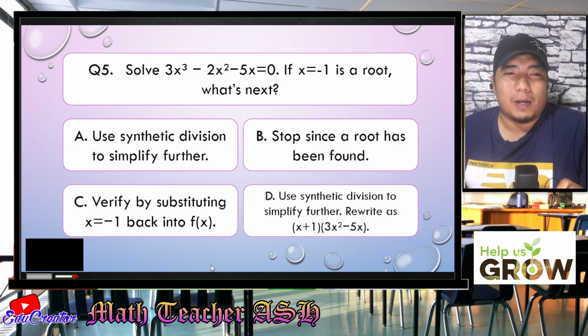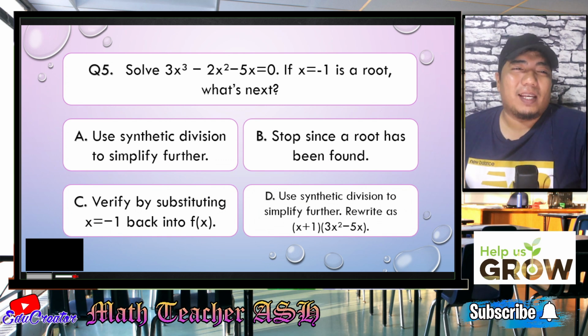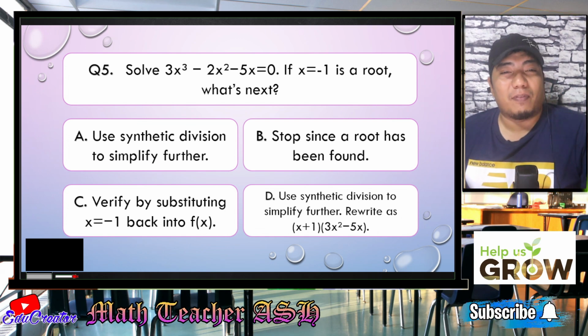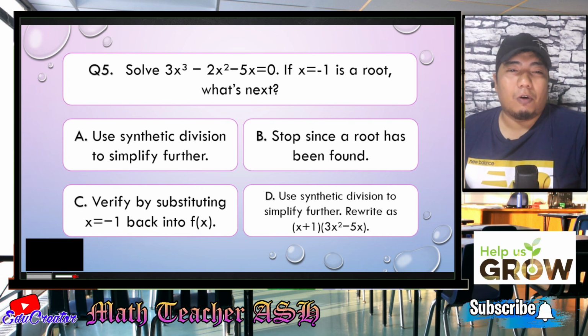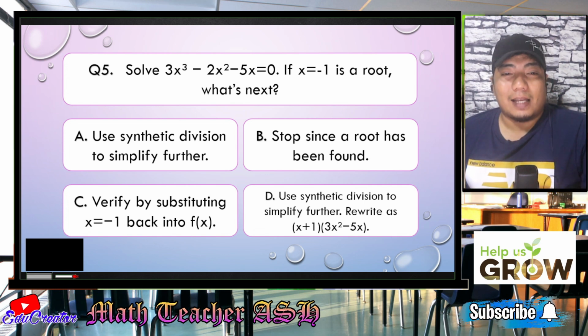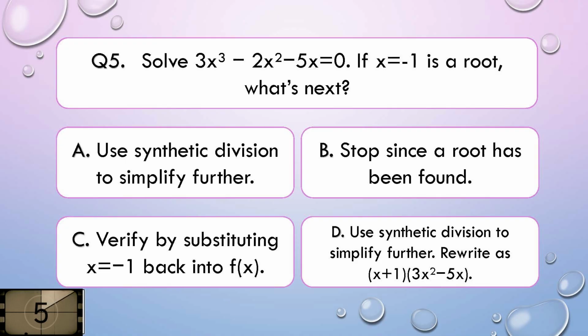Solve 3x cubed minus 2x squared minus 5x is equal to 0. If x is equal to -1 is a root, what's next? Is it A, use synthetic division to simplify further? B, stop since a root has been found? C, verify by substituting x is equal to -1 back into f of x? Or letter D, use synthetic division to simplify further, rewrite as the quantity x plus 1 times the quantity 3x squared minus 5x. I'll give you 5 seconds to think about your answer.